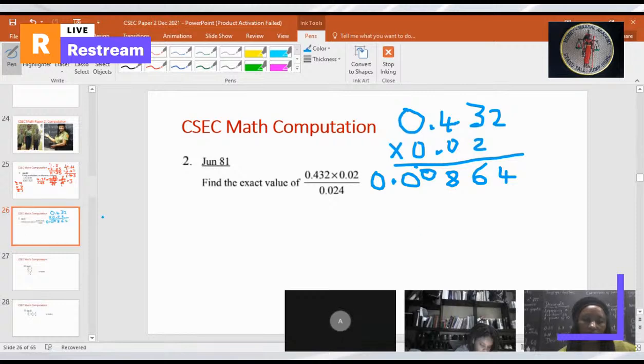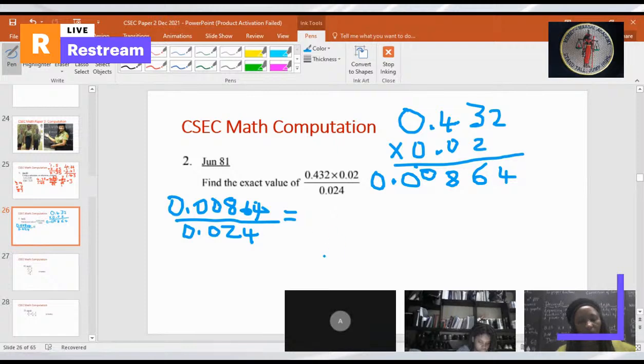Then divide it by 0.024. So 0.00864 divided by 0.024. And we can multiply the 0.00864 by 100,000. Why are we doing that? So that we can get rid of the decimal places. We need to get rid of the decimal in this one. This is what we're focusing on.